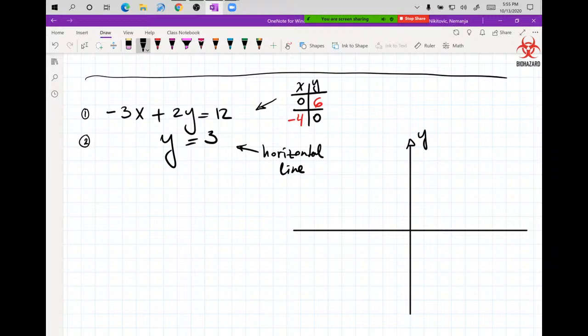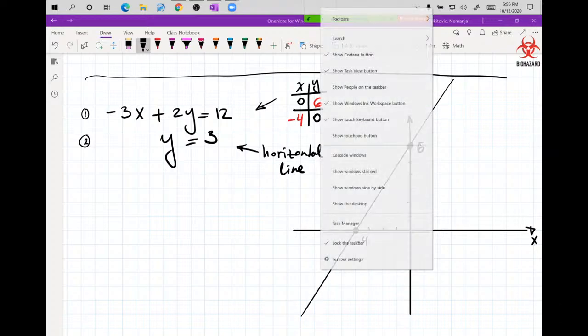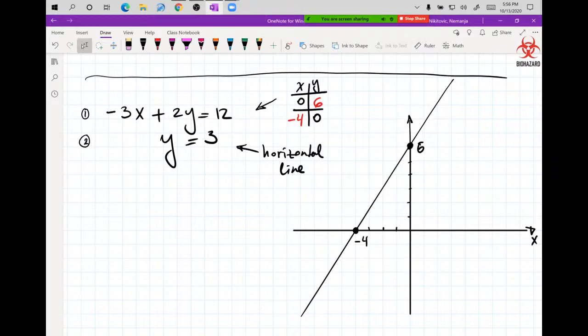So we have our x and y coordinate system. We need y equals 6. 1, 2, 3, 4, 5, 6. Oh, need this a little bit taller. And we need x to be negative 4. So 1, 2, 3, negative 4. So now, when I connect these two points with a line, we get our line 1.